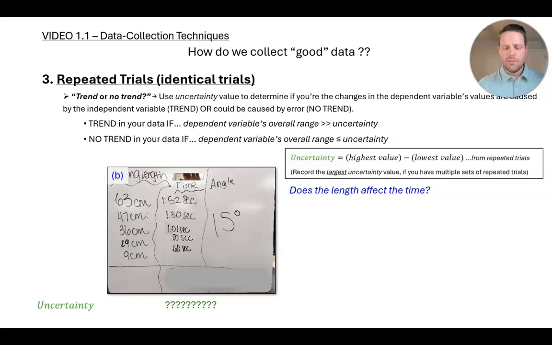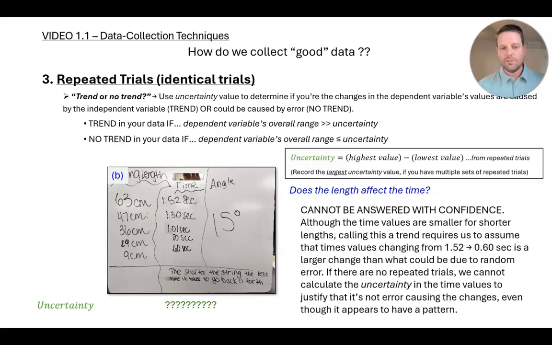But if we do ask this, and the group made a response, what'd they think, right? So they said the shorter the string length, the less the time it took to go back and forth. So they determined that, in their opinion, there was a trend, but the data can't support that unless we have an idea of how much uncertainty is there in the time values. So the answer here would be, we actually can't answer this with confidence.